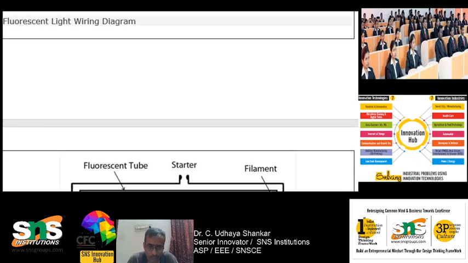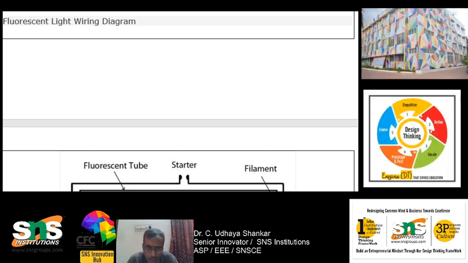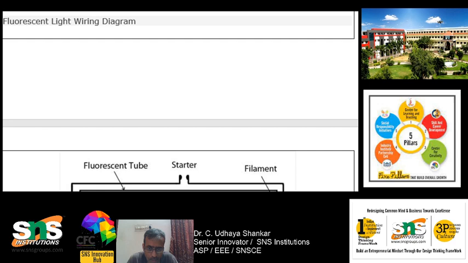So you will have the fluorescent tube, and you know that in a fluorescent tube two different points will be there. Both the points will be connected like this, and again the bottom point will be connected to the phase. The other bottom point will be connected to the phase through the ballast. Okay, so this is how.